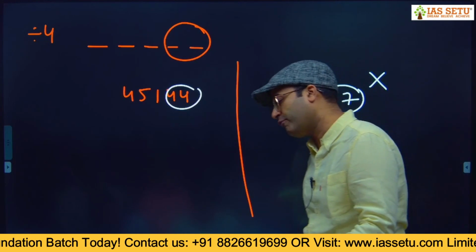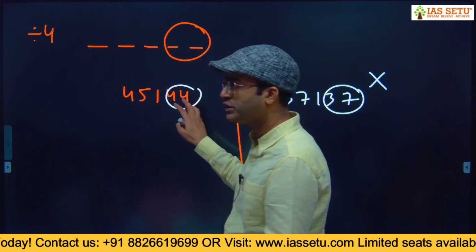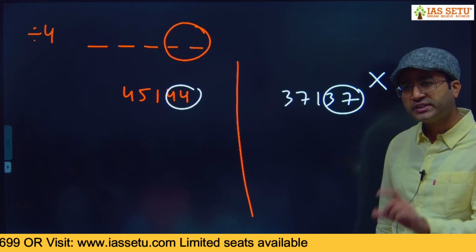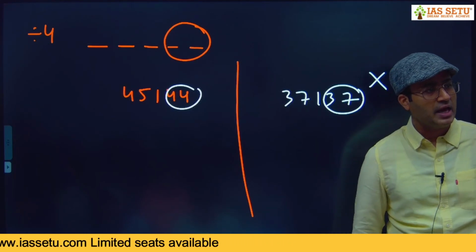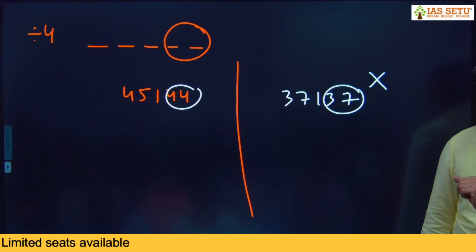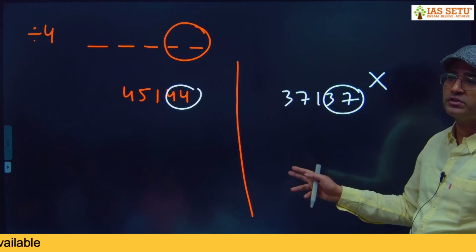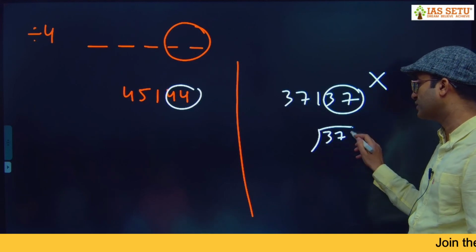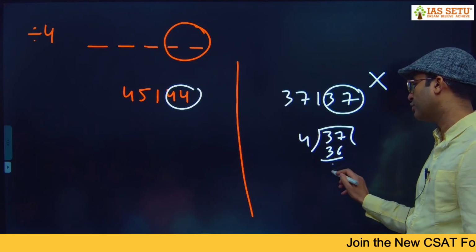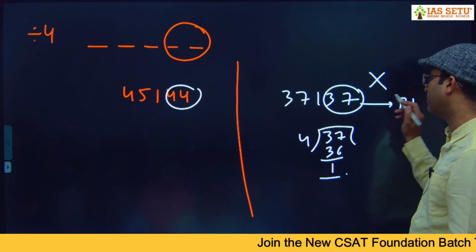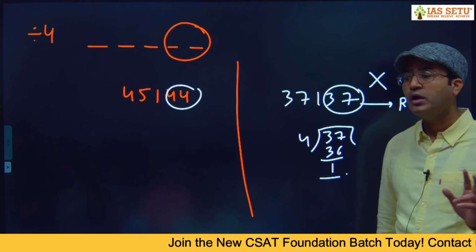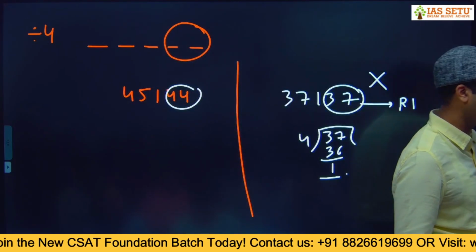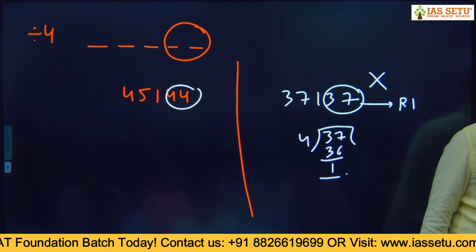So for divisibility of 4, we check the last 2 digits. If the last 2 digits are divisible by 4, the complete number is divisible by 4. Otherwise, no. Here the same shortcut tells you the divisibility and the same shortcut tells you the remainder. See here, if this number is not divisible by 4, if I need the remainder, you divide only the last 2 digits, you get the remainder. Here your remainder is 1. So this number divided by 4 gives you remainder 1. Point here is the last 2 digits are sufficient to tell you the divisibility. If not divisible, they will tell you the remainder.